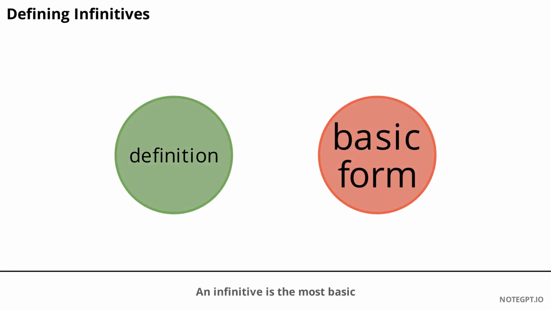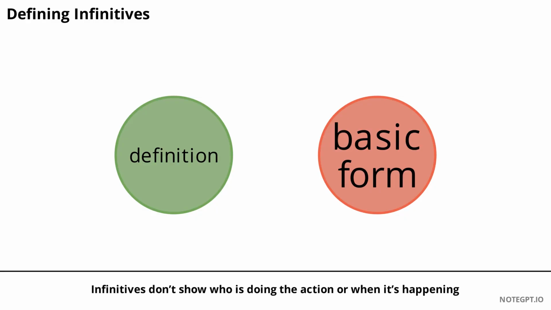An infinitive is the most basic, unmarked form of a verb. Unlike regular verbs, infinitives aren't changed for tense or person. They're always introduced by the word "to." For example, "to eat," "to dance," and "to write" are all infinitives. This makes them incredibly versatile in English.